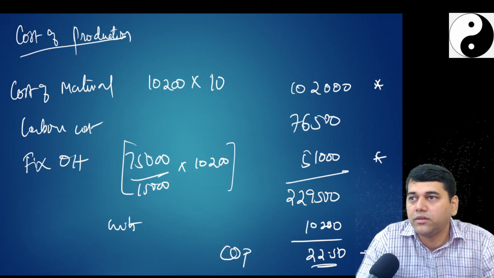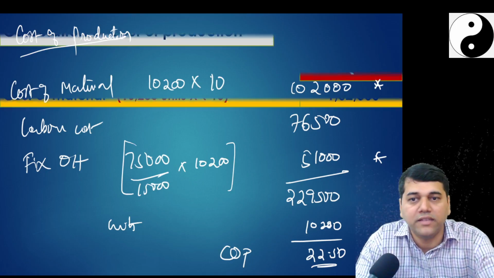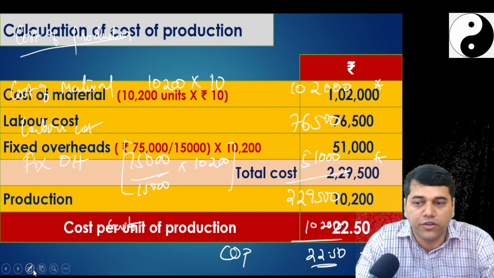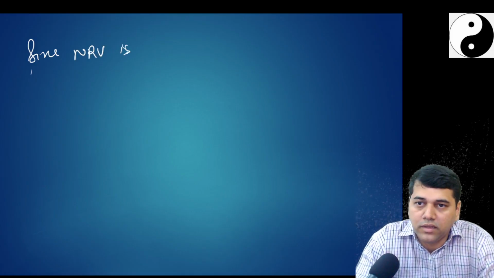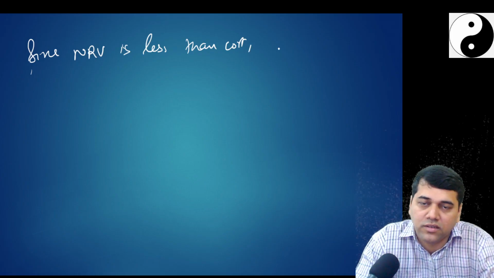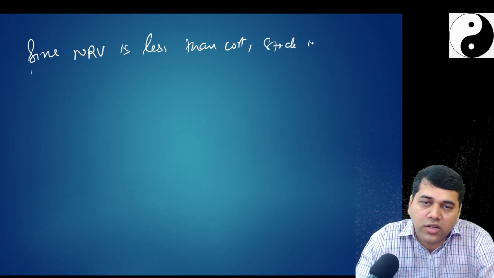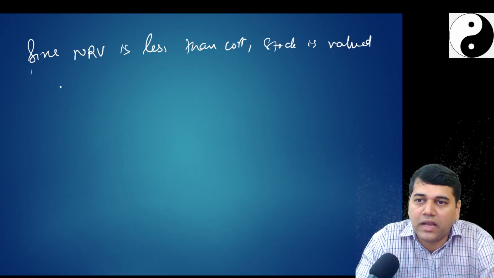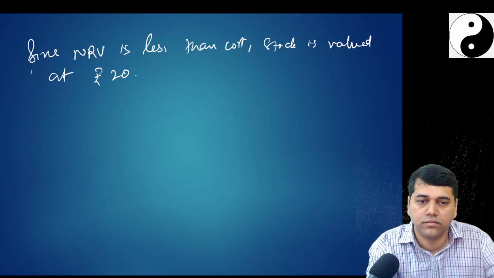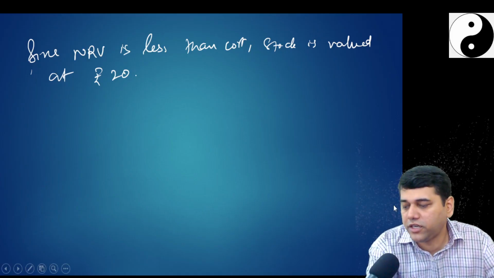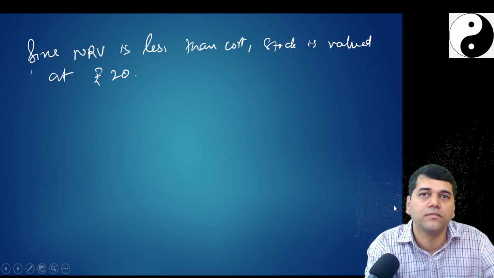Okay, write the solution. 22.5 is the value. Since NRV is less than cost, stock is valued at rupees 20. Done.